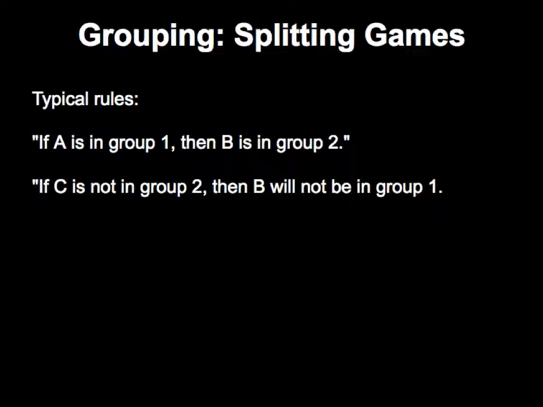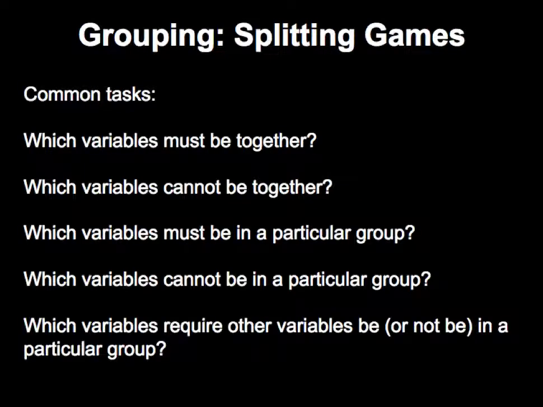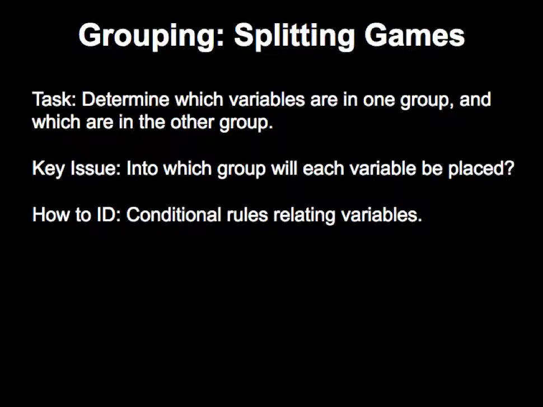So we have if group 1, then group 2, or if not group 2, then not group 1, and of course variations on each of those. Again, same ideas: which variables must be together, what cannot be together, what can be in one group, what must be in one group, what cannot be in one group, and how do those variables relate to each other, of course. Our job for this game type is simply to determine which variables will be in one group and which will be in the other group.